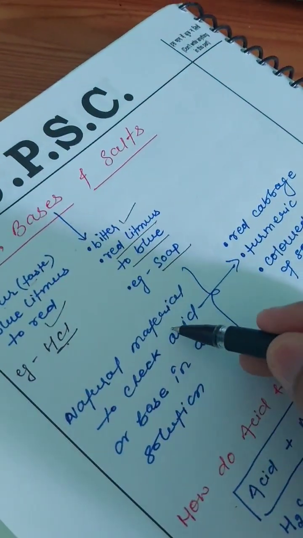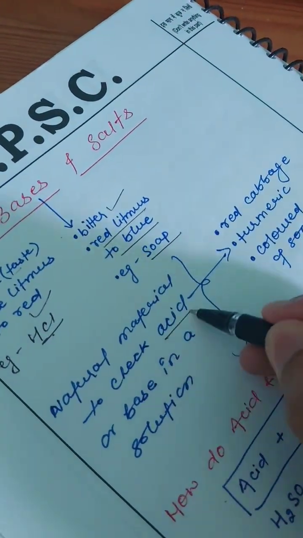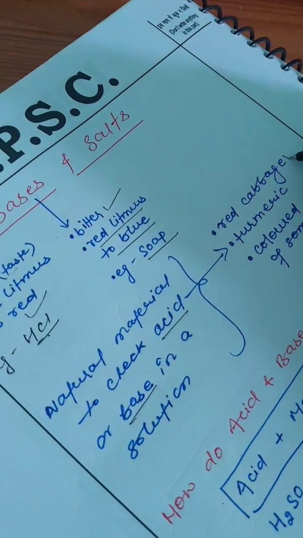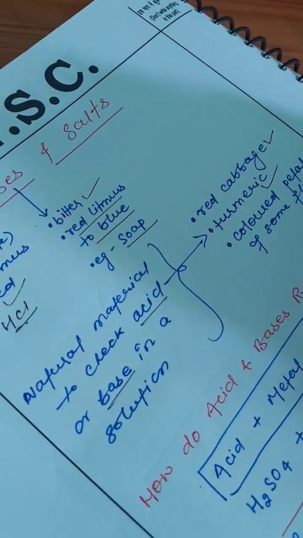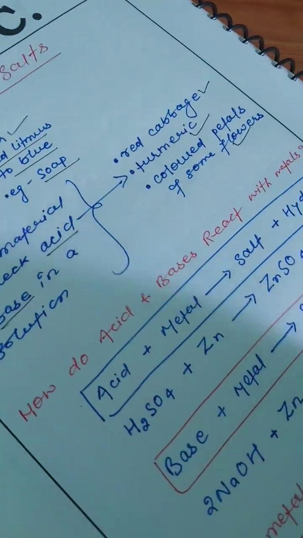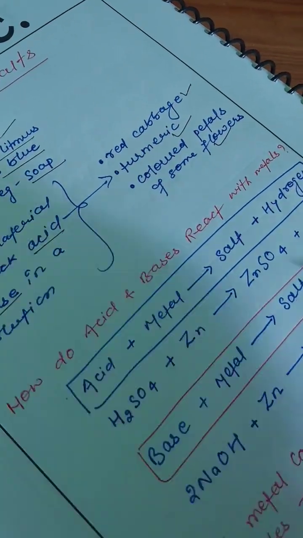There are some natural ways through which we can check whether a substance or material is acid or base. Like we can take red cabbage, turmeric, colored petals of some flowers, which are also used to check whether a substance is acid or base.